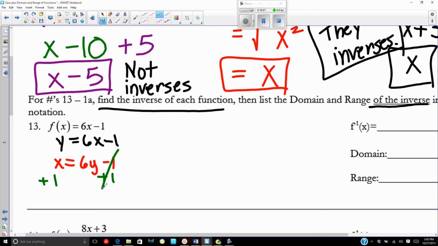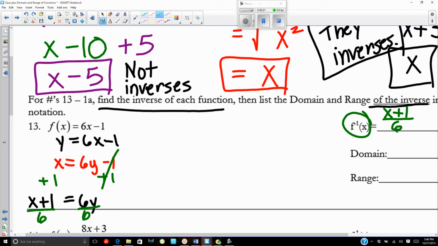But solve for y, so we're going to get 6y equals x plus 1. And then divide everything by 6. So for those that always forget to write the inverse symbol, notice it is written here for you. So if you put the answer in the right place, you don't have to worry about messing that up here on the review. If they don't have that symbol in the test, make sure you write it, since we are talking about the inverse.